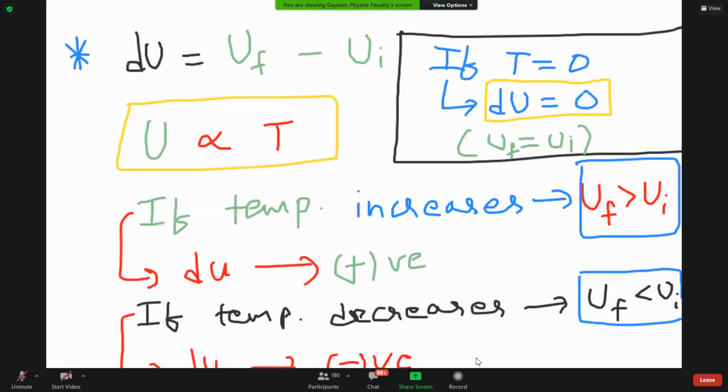One student is asking me to explain again. Nothing is there here. dU is change in energy, final minus initial energy. Internal energy is proportional to temperature. If temperature is constant, you have to write here not zero. Temperature is constant, beta. I wrote wrong here. I want to write temperature constant. If temperature is constant, final internal energy and initial internal energy are equal.